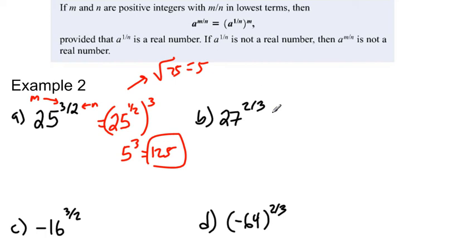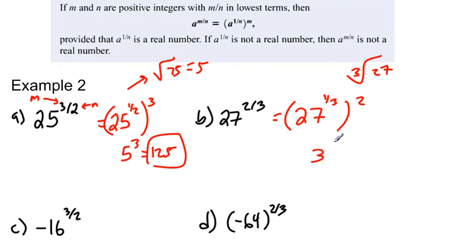Okay, let's go on right here. Let's rewrite this. This is the same thing as 27, and this is my n right here, my 3. So I'm going to do 1/3 and raise that all to the power of 2. So what is 27 to the 1/3? That means the third root of 27, which is just 3, because 3 times 3 times 3 is 27.